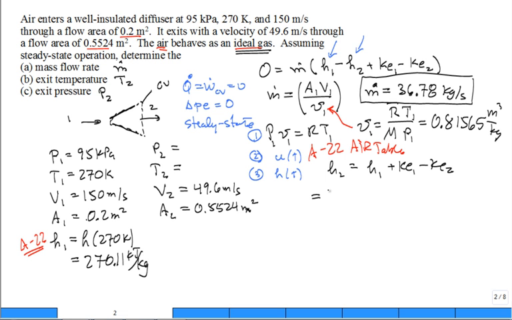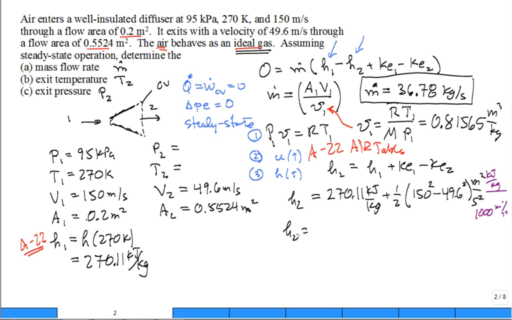So this comes in at 270.11 kilojoules per kilogram plus 1/2 times the kinetic energy term: V1 squared, that's 150 squared, minus V2 squared, 49.6 squared, in meters squared per second squared. Then we use that conversion factor: 1,000 meters squared per second squared is precisely a kilojoule per kilogram. Don't forget the 1,000. A lot of people will forget it. I mentioned it already. So the exit enthalpy H2 from the energy balance is 280.13 kilojoules per kilogram.